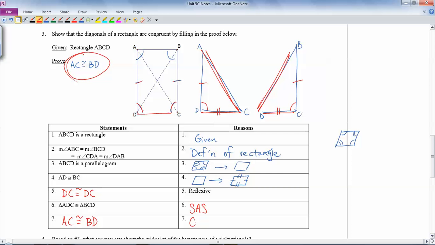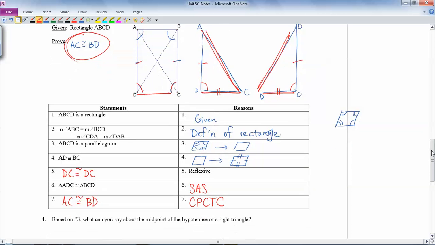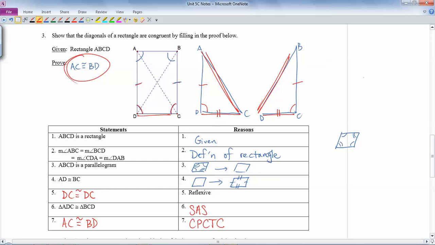And that's because corresponding parts of congruent triangles are congruent. Okay, so what does this really mean? It actually means that in a rectangle, this and this are the same.